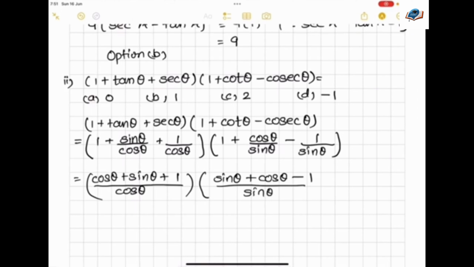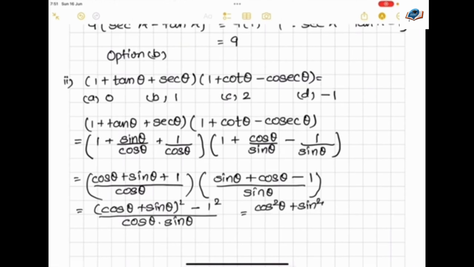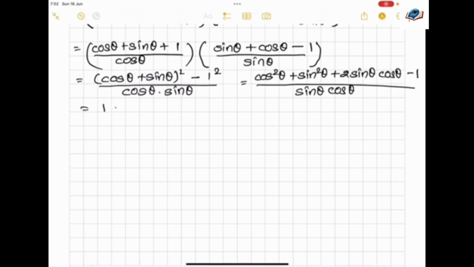Now if I multiply both, see, if I consider sin theta plus cos theta as one unit, so cos theta plus sin theta whole square minus 1 whole square upon cos theta sin theta. So this will be equal to a square plus b square plus 2ab. So cos square theta plus sin square theta plus 2 sin theta cos theta minus 1 whole upon cos theta sin theta. But cos square theta plus sin square theta equal to 1. So I am putting that value there, 1 plus 2 sin theta cos theta minus 1 whole upon sin theta cos theta. So 1 and minus 1 got cancelled.